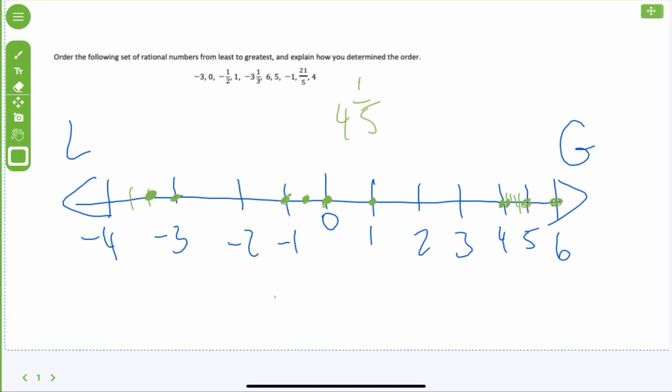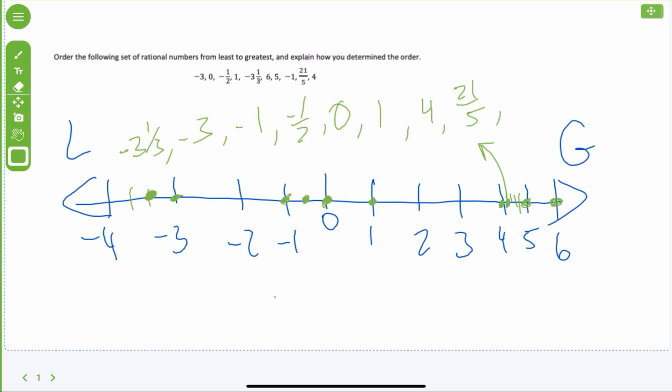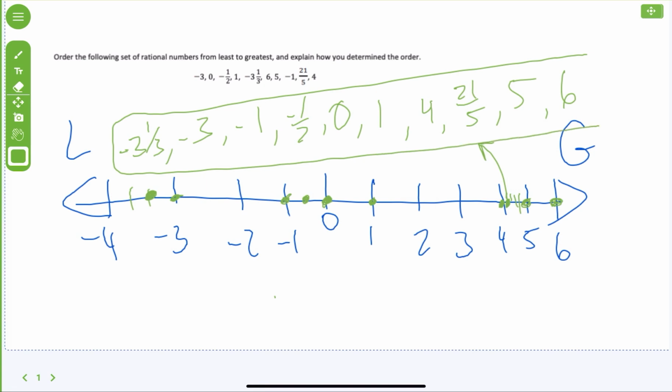Okay. So now let's go above them and mark what we did. So this is negative 3 1/3. Then we have negative 3. Then we have negative 1. Then this is negative 1/2. Then we have 0. Then we have 1, 4. And remember, this is the 21/5 right here. Okay. And then we have 5. And then we have 6. So this is the order from least to greatest.